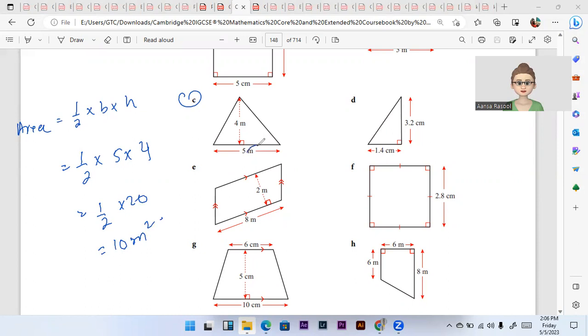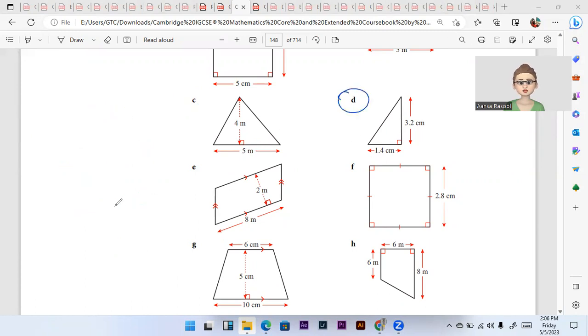What unit is used over here? You will just square that unit for the area. The area of this triangle is also half into 3.2 into 1.4, because 1.4 is the base and the height is 3.2. So 3.2 into 1.4 divided by 2, you will get the area of the triangle, that is 2.24 centimeter square.